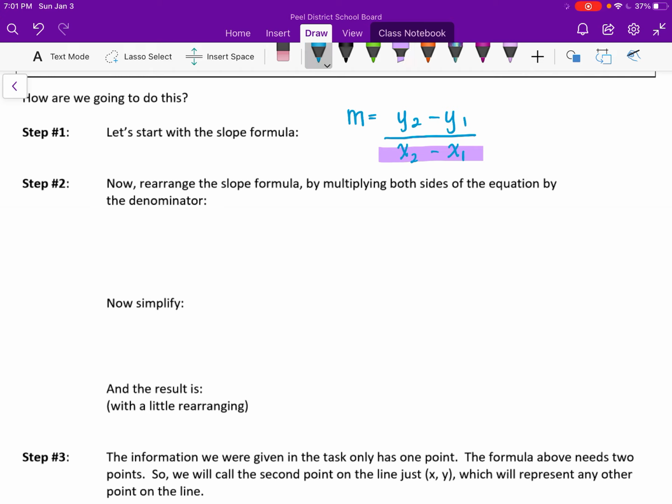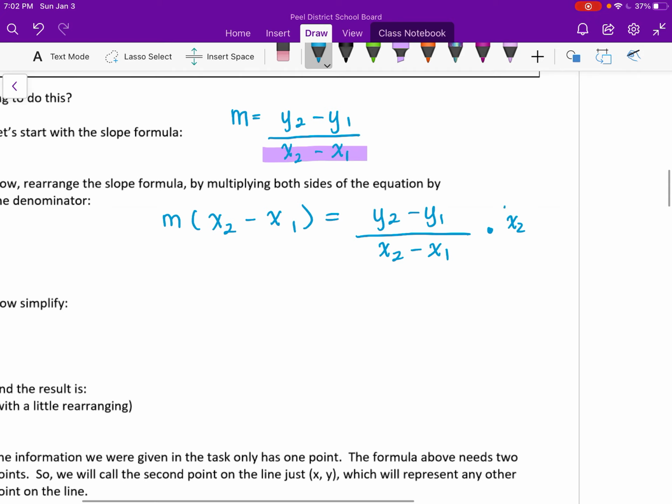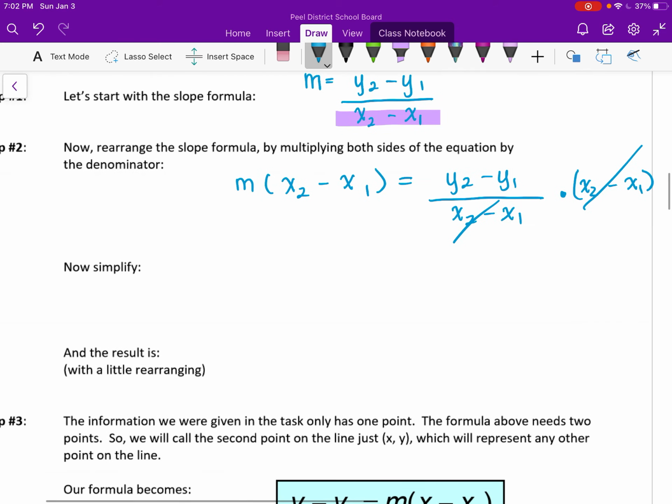So what I'm going to do is multiply both sides by that. So I'm going to say m times (x2 minus x1) equals (y2 minus y1) divided by (x2 minus x1), multiplied by (x2 minus x1), and I'm putting it in brackets again because we always put it in brackets. These two cancel each other out, giving us 1, so we just leave it as it is. Simplifying, we're left with m(x2 minus x1) equals y2 minus y1.